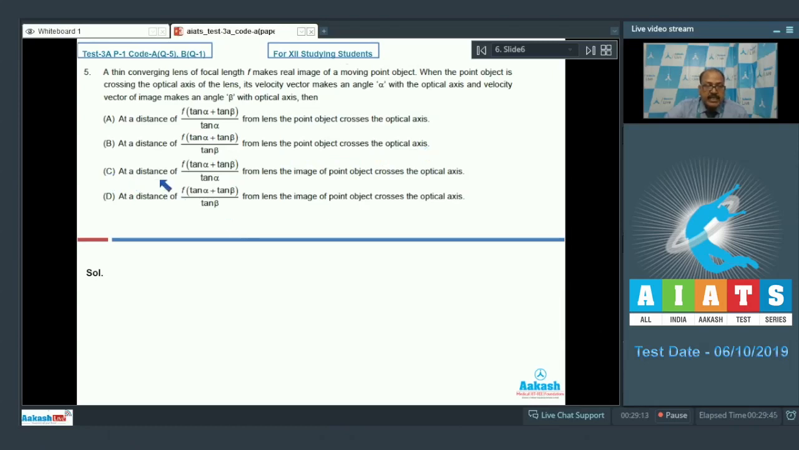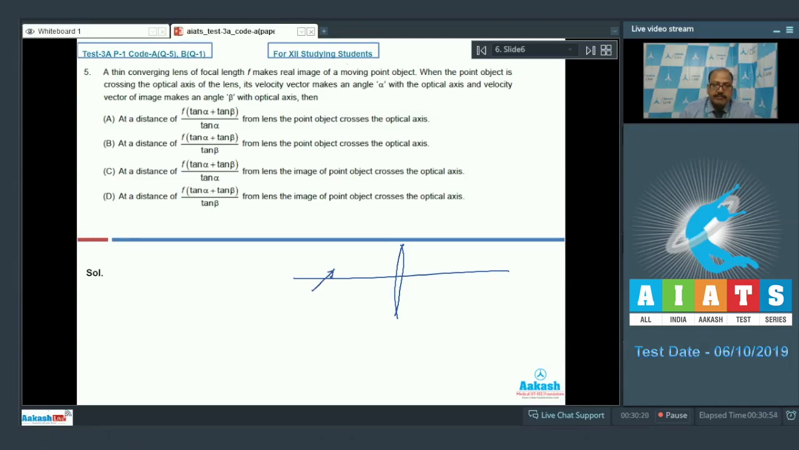Option C says, at a distance of f (tan alpha plus tan beta) by tan alpha from lens, the image of point object crosses the optical axis. And option D says, at a distance of f (tan alpha plus tan beta) by tan beta from lens, the image of point object crosses the optical axis. Well, the question obviously involves the concepts of refraction by a lens. So let's draw the lens. Let's say this is the lens and this is the principal axis. Let's say the object is crossing the principal axis like this.